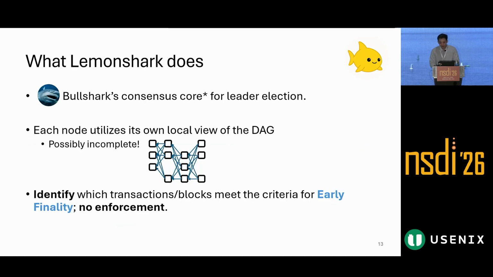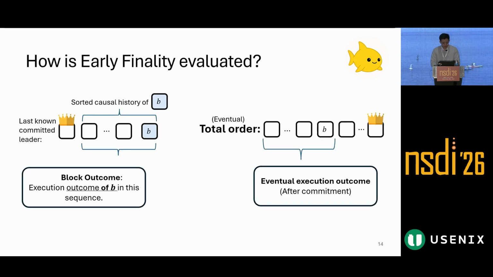So what does Lemonshark do? First, it utilizes Bullshark's consensus core for leader election. However, it enables each node, while having an incomplete view of the DAG, to identify, but not enforce, transactions and blocks that meet the criteria for early finality. Lemonshark evaluates early finality at the block level.